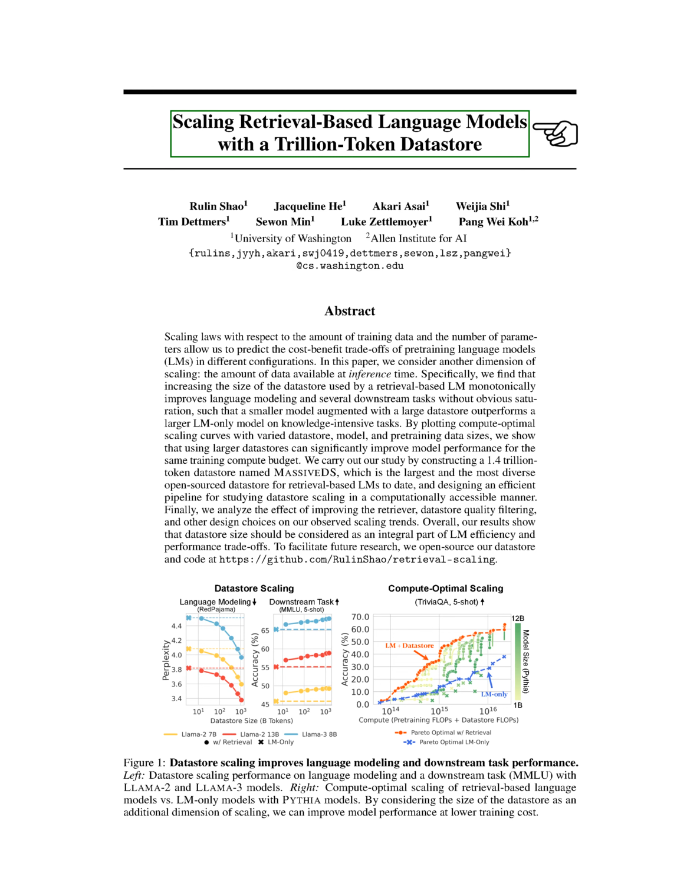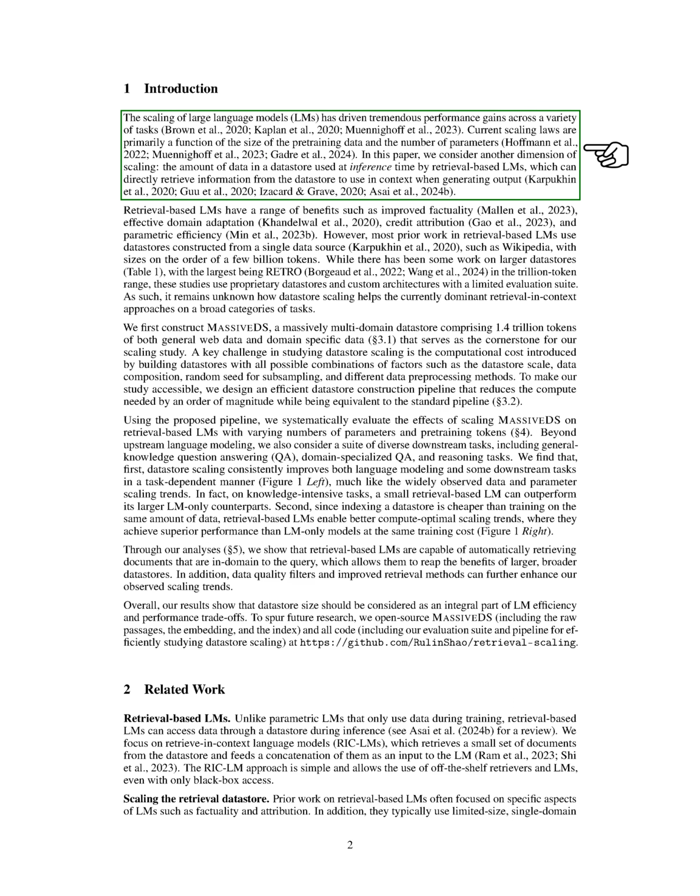Section: Introduction. In this section, we introduce the significant advancements in large language models, LMs, that have resulted from scaling. We note that current scaling laws mainly depend on the size of the pre-training data and the number of parameters in the models. However, we also explore another aspect of scaling, the amount of data in a datastore that retrieval-based LMs use during inference. These models can directly pull information from the datastore to help generate their outputs.